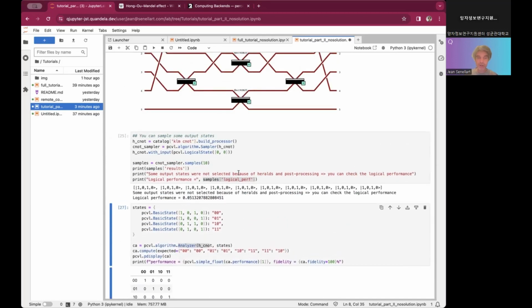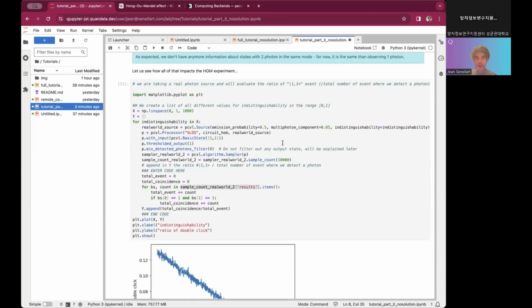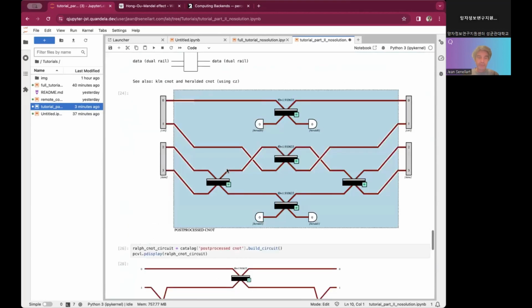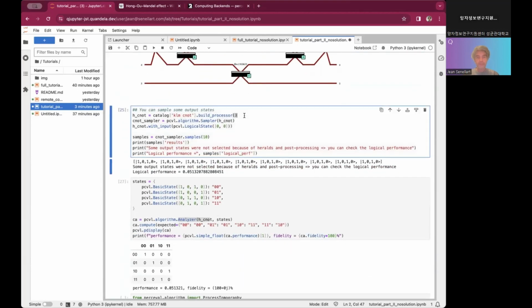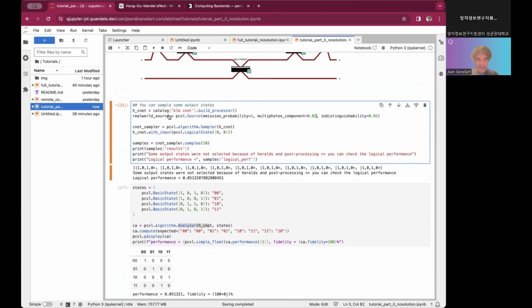We can do exactly what we did before by adding some noise, so adding some real source. So I will take my real world source. Just for the sake of demonstration, I will not make any loss. I will just make some likely noise that you can get, and I'm adding that as the input of my processor.